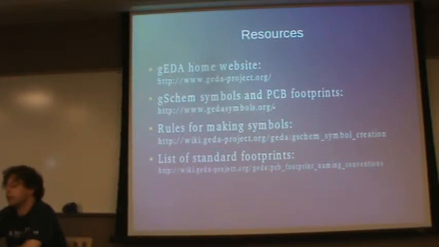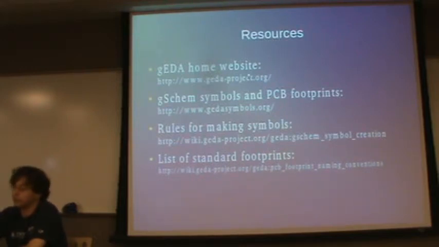They've been making symbols, and just as important if you're getting into PCB stuff, they've been making their own PCB footprints. Nine times out of ten, if there's something pretty simple and basic that is not in the standard library for gSchem, just search for it on gedasymbols.org. You'll find it, and you can just download it, put it in your symbols directory. These are the rules for making symbols that I described before, and the list of standard PCB footprints for setting the footprint for your custom symbols.